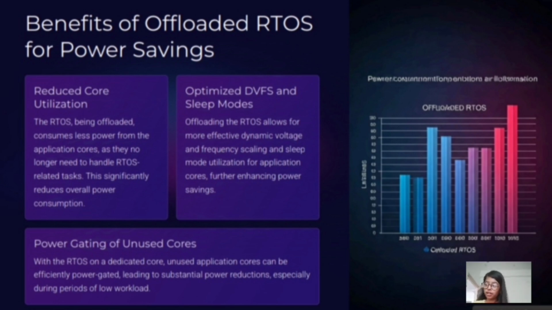Next is power gating of unused cores. If a core is not used, we can do power gating. With the RTOS on a dedicated core, unused application cores can be effectively power gated, leading to substantial power reductions, especially during periods of low workload. So whenever we have a low workload or don't want to use a core, we can do power gating. This can be used efficiently on the unused application cores.